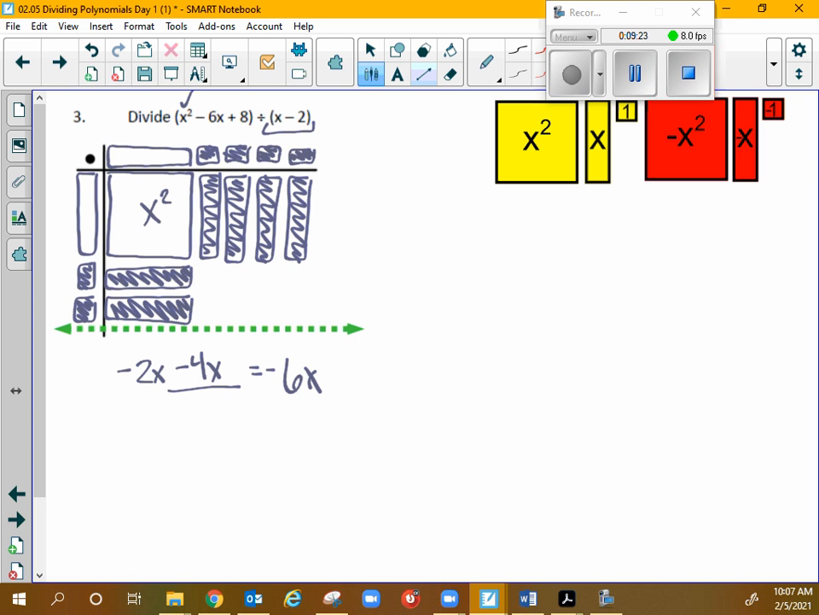So now I have x squared minus 6x, but I still have this little empty space here. So I have -4 times -2. What's that going to create? +8. Go back and check. Did I need +8? Yes. So I have completed my division. So what's my answer? X minus 4.